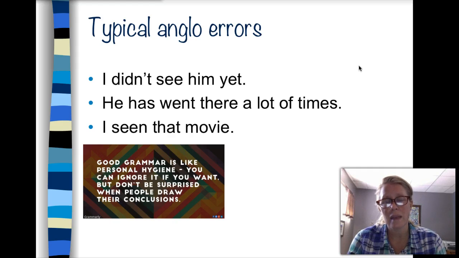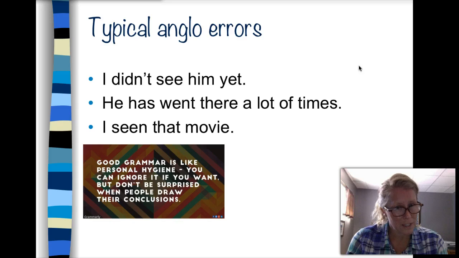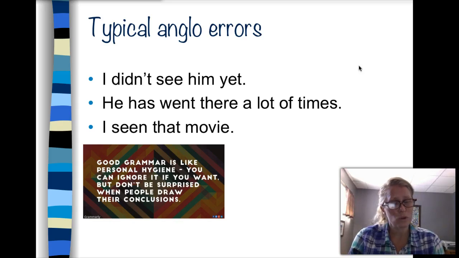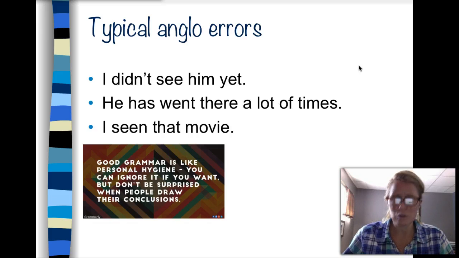Or, I seen that movie. I hear that incessantly. It's wrong, wrong, wrong. So, I have seen that movie. So good grammar is like personal hygiene. You can ignore it if you want, but don't be surprised when people draw their conclusions. I thought that was an interesting tie-in to our conversation about, well, Calpurnia and using proper language.